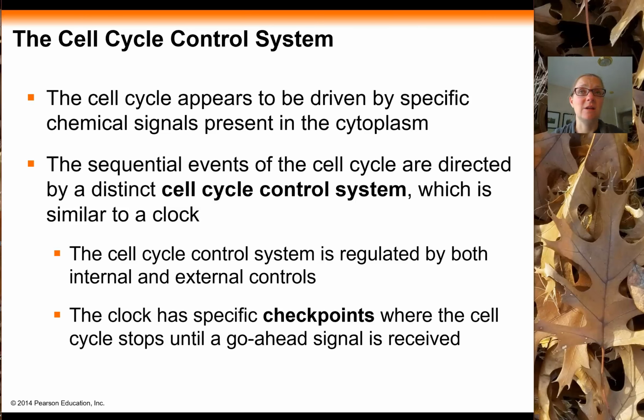I like to think of it kind of like a dial on an older model washing machine. You've got the little dials where you set it to the particular cycle that you want. It has to click through the wash cycle, and then the spin cycle, and the rinse cycle, and then another spin cycle, to get through the entire wash process. It's kind of the same thing for the cell cycle control system.